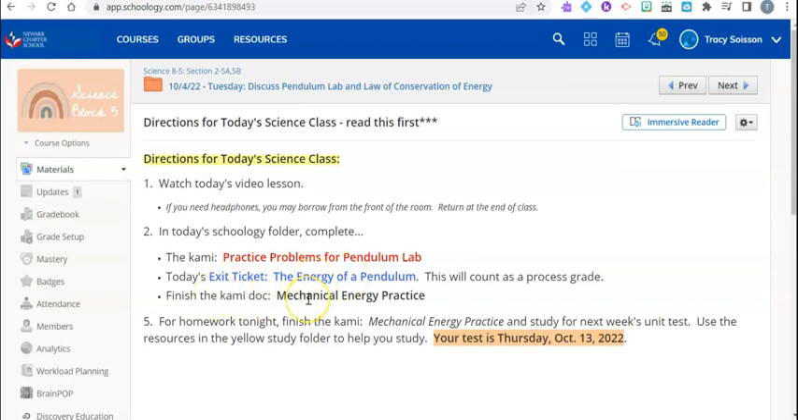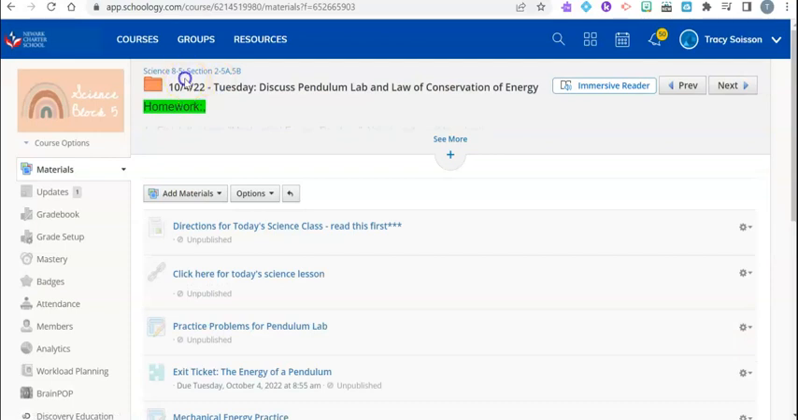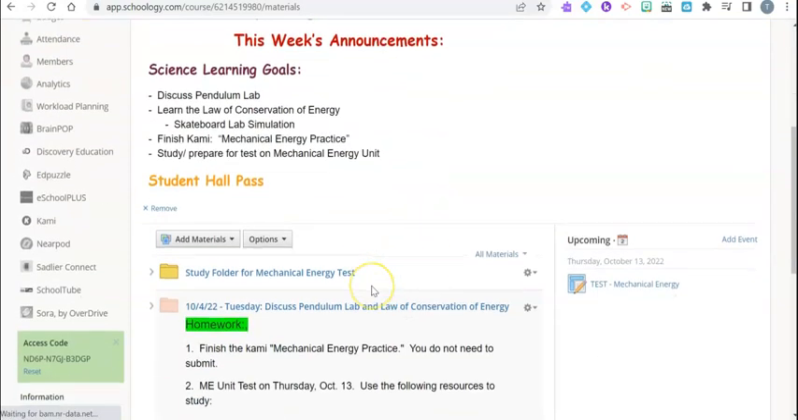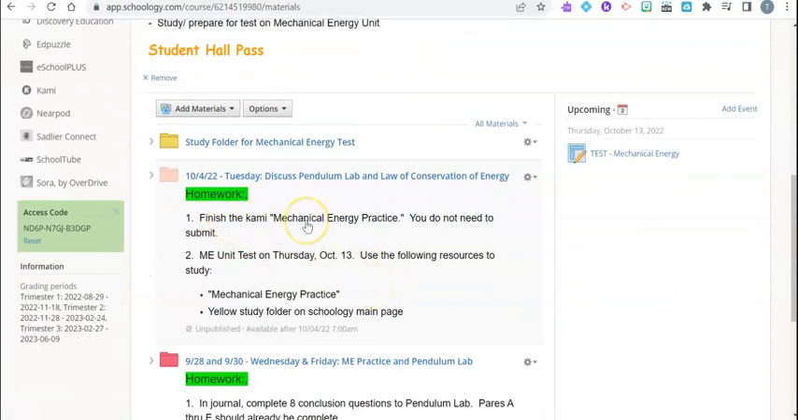And you're going to finish that big, long CAMI document that we've been working on, which is called Mechanical Energy Practice. A reminder that your test is next Thursday, and it is on the entire mechanical energy unit. And if you go back to today's folder on the main page, it tells you that your homework is to finish the CAMI document, all of the pages that are not done yet. You'll have class time today, and then anything you don't finish, you'll finish for homework.